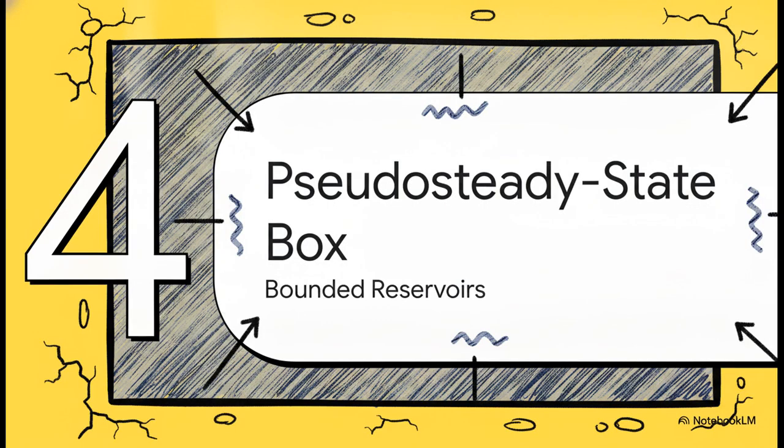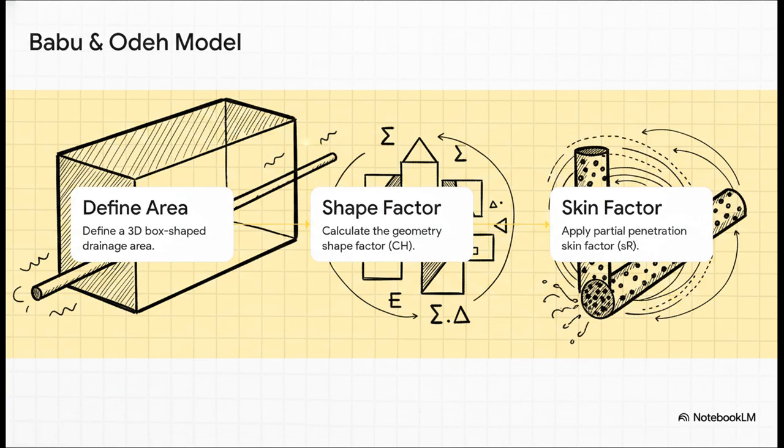All right, let's shift gears to part four, pseudo-steady state, the box. This comes into play when the reservoir is trapped by impermeable rock and the pressure starts dropping everywhere all at once. When we're talking pseudo-steady state, the Babu and Odeh model is basically the gold standard.